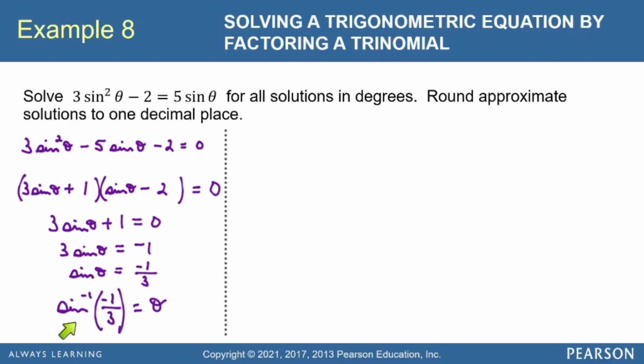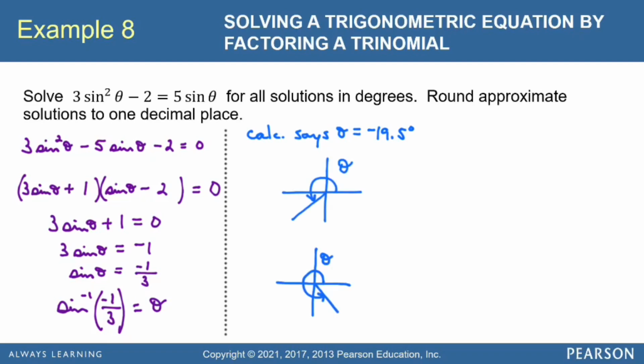If you plug sine inverse of negative 1/3 into your calculator, you will get that theta equals negative 19.5 degrees. Of course, this is not one of our principal solutions because it's not between 0 and 360, but we can use it as the reference angle for our solutions. Now, what quadrants will our solutions be in? Well, sine is negative in quadrant 3 and quadrant 4. So if sine of theta is a negative number, we're going to have a quadrant 3 solution and a quadrant 4 solution. Now, for each of these, the reference angle is 19.5 degrees.